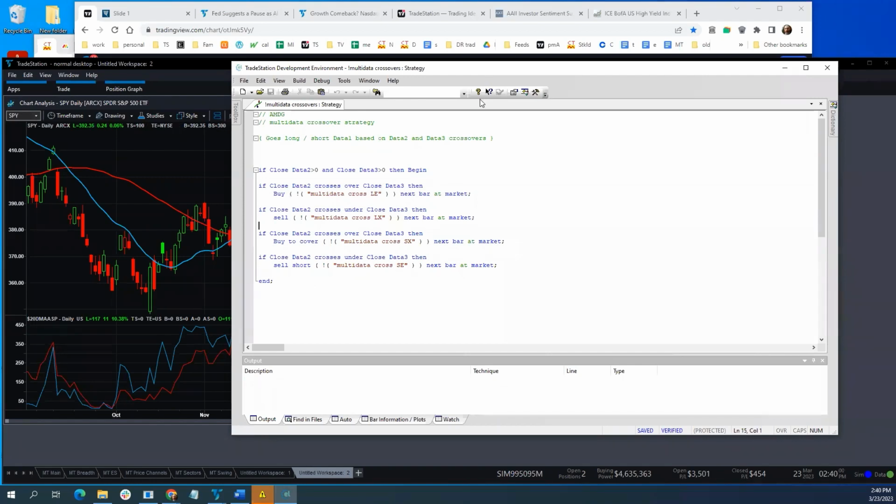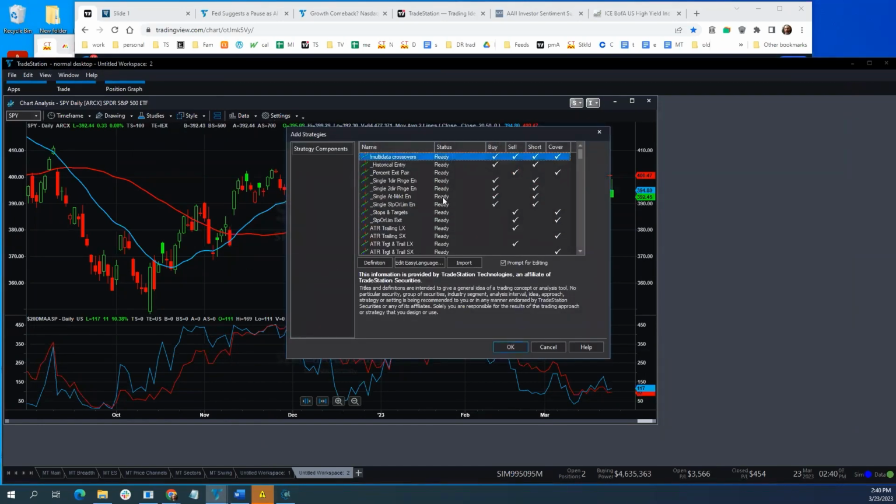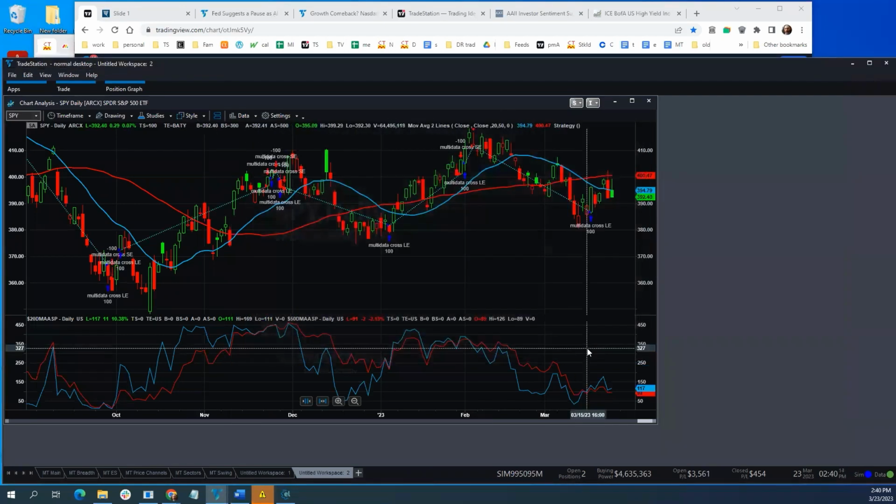So this is a pattern I noticed, and I'm going to add this now. I'm going to go to add strategy. Okay. And then let me just show this to you. It works on the long side, but not the short side. That's what I noticed about it.